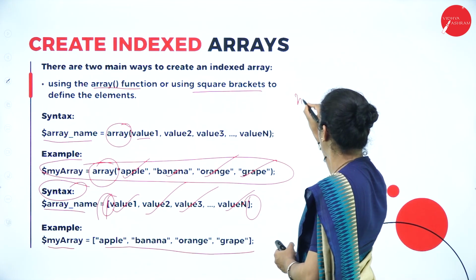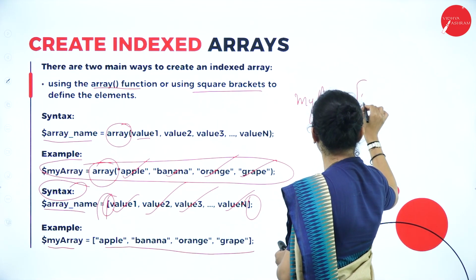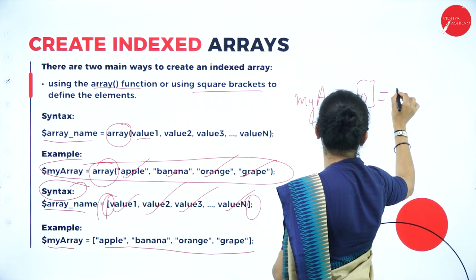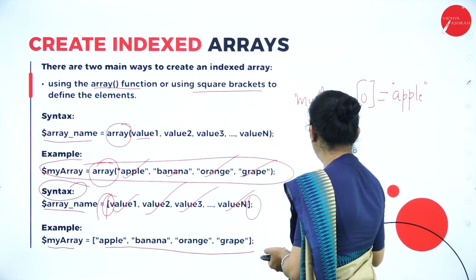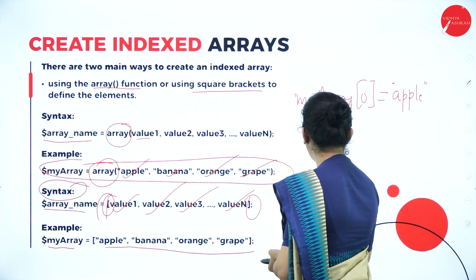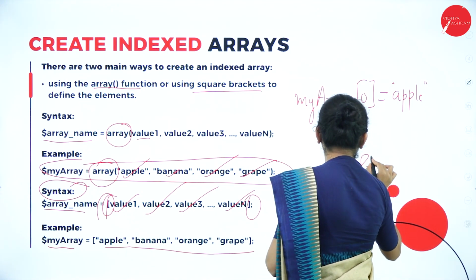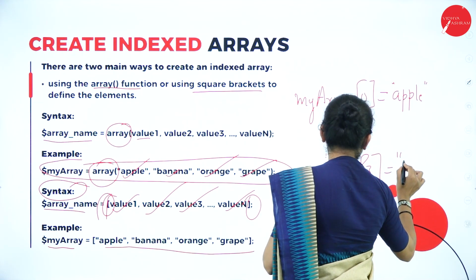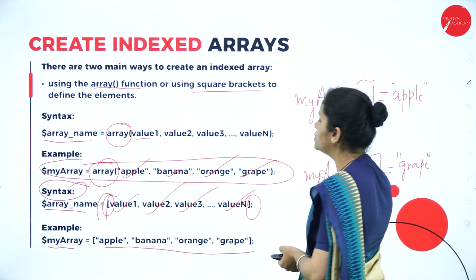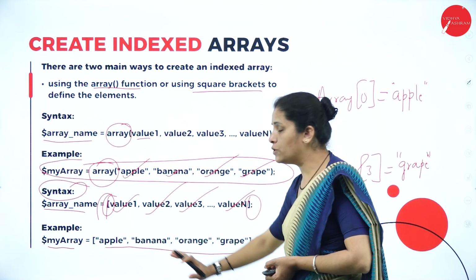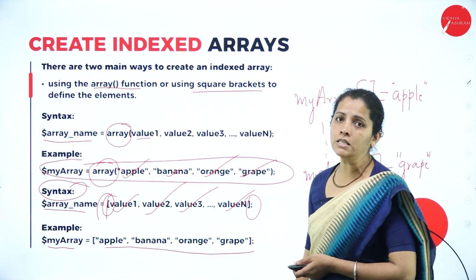If I consider myArray of 0th position, what am I placing? I'm placing apple. I'm storing apple. It's going to continue. Now, I have myArray of 3. And what am I storing? I'm storing grapes. So, what is the size of the array? It is 4. So, at the 0th location I have apple, first location banana, second location orange, and the third location, it is grapes.